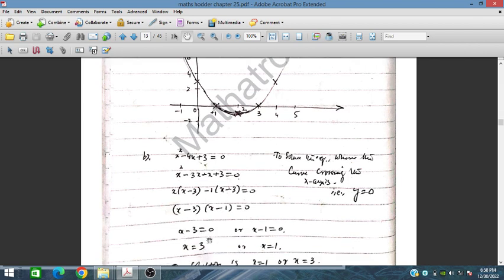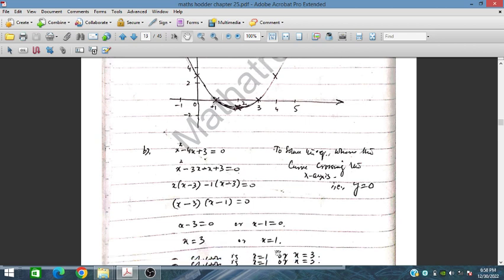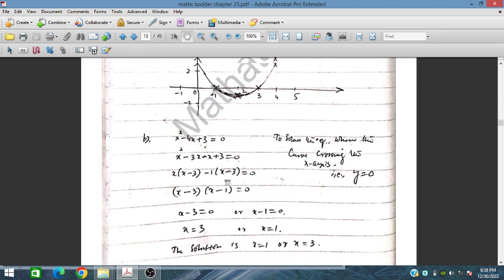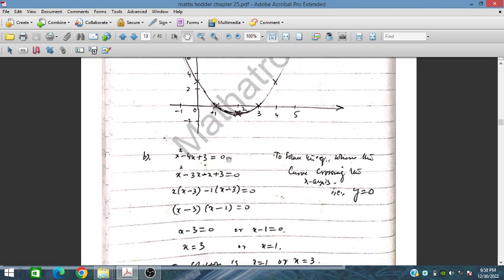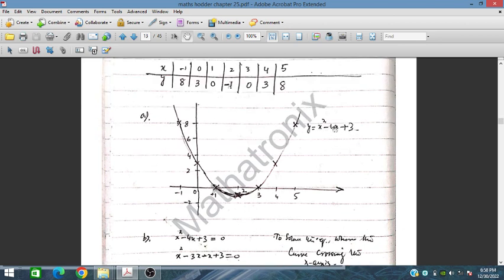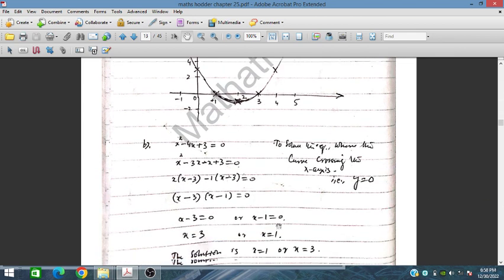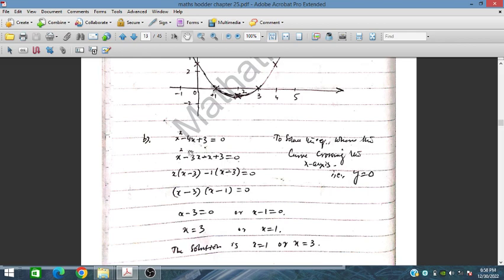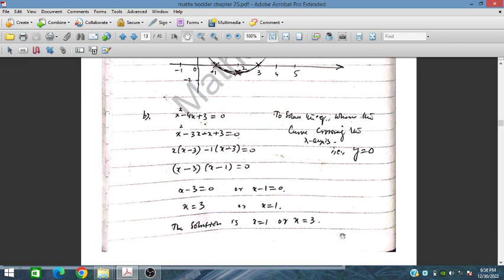If x minus 3 is equal to 0, then x is equal to 3. If x minus 1 is equal to 0, then x is equal to 1. So the solution is x is equal to 1 or x is equal to 3. So at y is equal to 0, basically it was y is equal to x square minus 4x plus 3, so y is taken 0. At the x-axis, y is 0, and we have these two solutions 1 and 3. Graphically it is available, and by factorizing it is also available, the same.